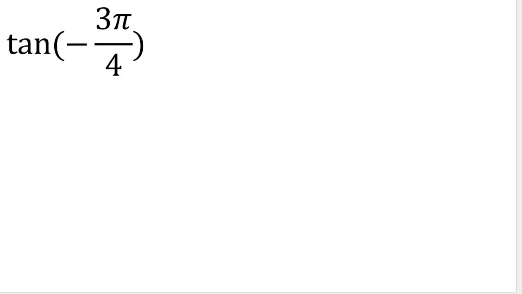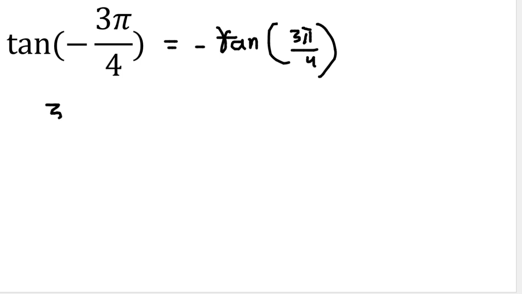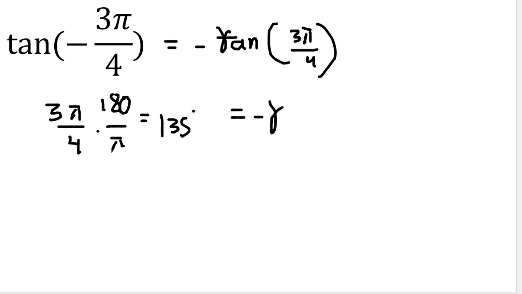Okay, now let's try this one. That's going to be tangent of negative 3 pi over 4. So we can just move the negative sign to the outside of the function. So that's going to be negative tan of 3 pi over 4. Let's just convert this into degrees so we can have less work if you still haven't memorized the radians. So we can write negative tan of 3 pi over 4 as negative tan of 135 degrees.